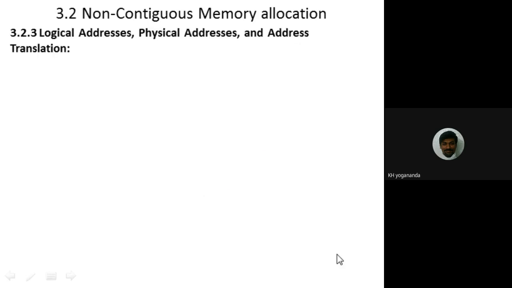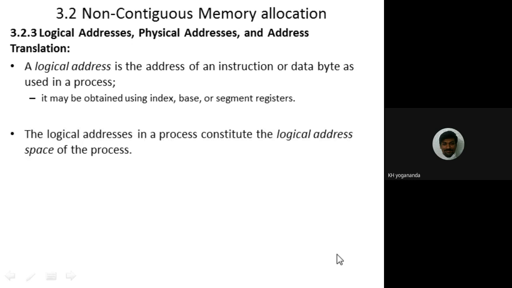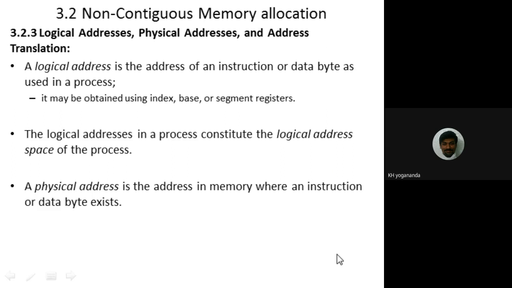Moving on, a logical address is the address of an instruction or a data byte used in the process. The logical address may be obtained by using the index register, base register, or segment registers. The logical addresses in a process constitute the logical address space of the process. A physical address is the address in memory where an instruction or data byte exists. According to your syllabus, you need to remember only the definitions.